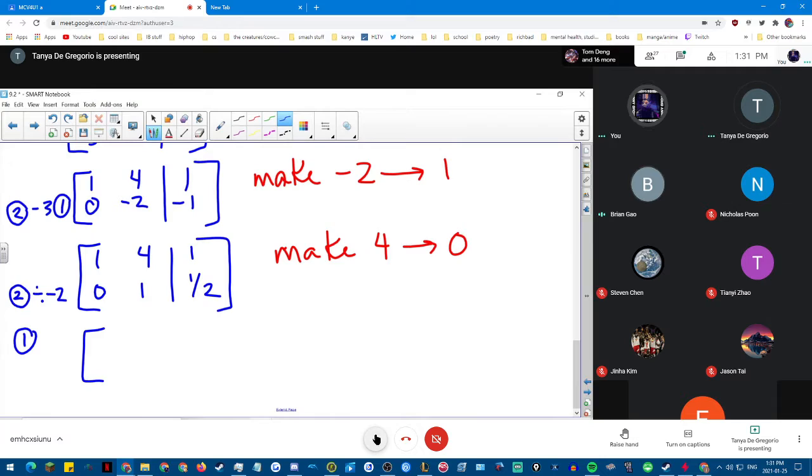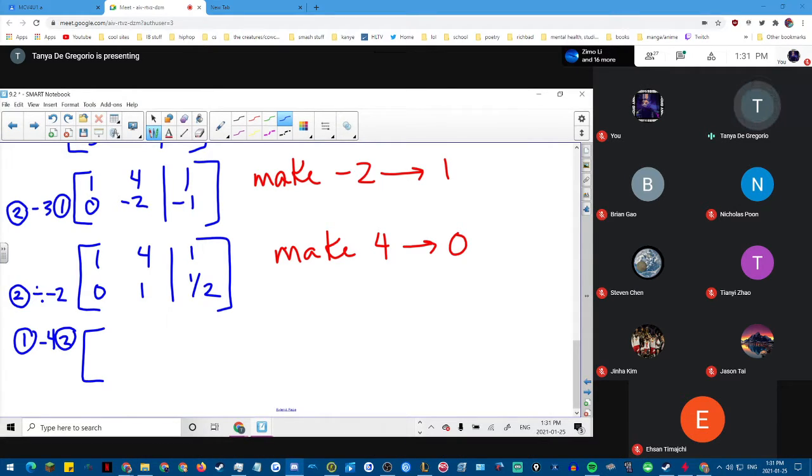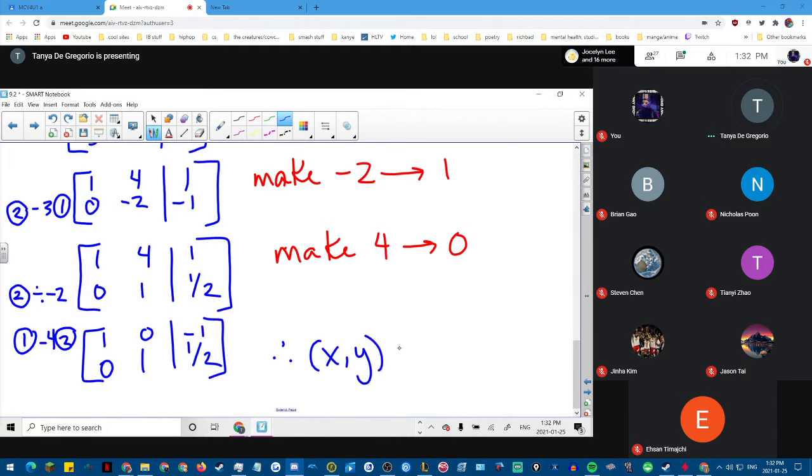1 minus, sorry. Good. And so here I have 1 subtract 0, doesn't affect anything, right? Nice. And then I have 4 minus 4, which is 0 because 1 times 4 is 4. And then here I'm going to have 1 minus 2, right? When I multiply by 4. And so this is saying that, therefore, my solution is -1/2.